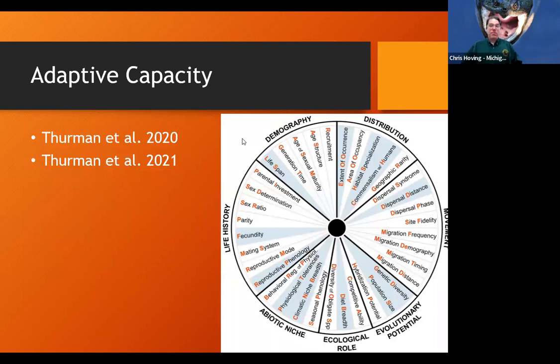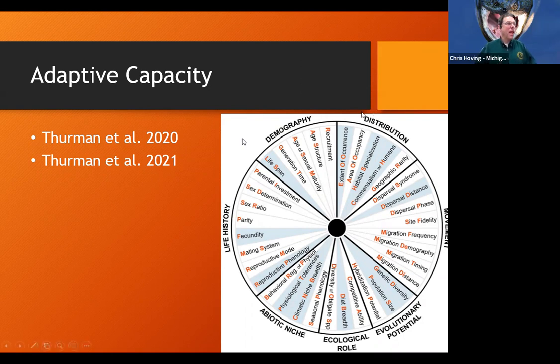This is pulling from a series of papers, and Marta mentioned one of them yesterday, this Thurman et al. 2021. I'm one of the co-authors on this paper, as is Olivia. And Thurman et al. 2020, Olivia's a co-author on that one as well. The early one sets out the framework or the theory of this adaptive capacity look at species-specific climate change. And then the second paper connects it to management and shows how it's relevant to management.